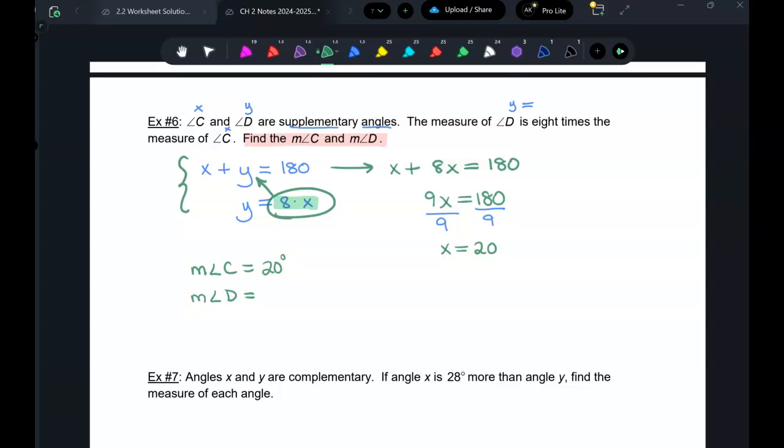Perfect. How did we get 160 there? Good. So remember from the very beginning, we said they were supplementary angles. So if one was 20, the other one has to be 160.